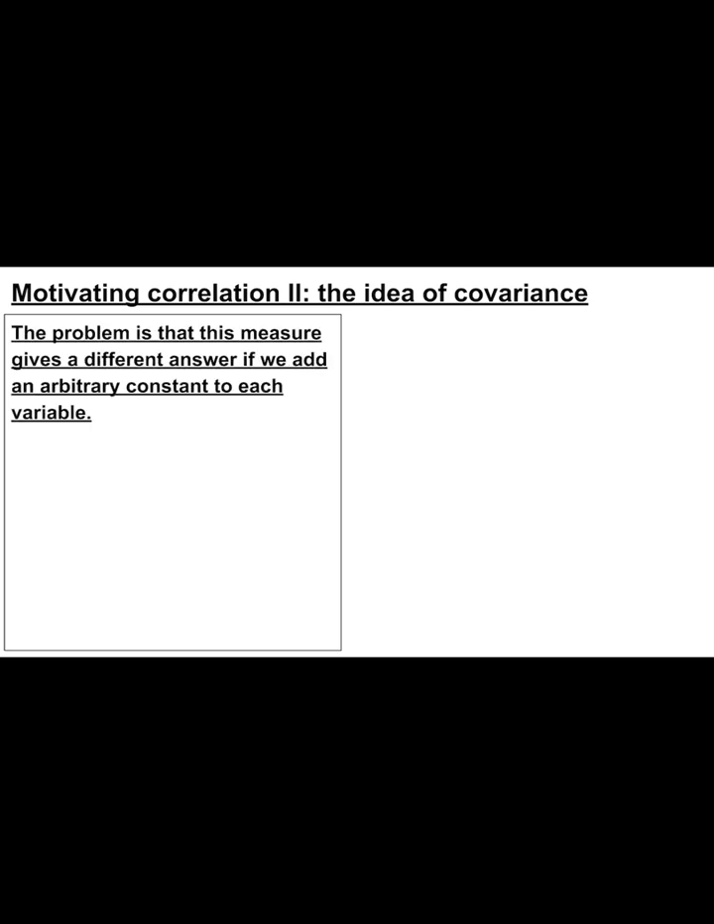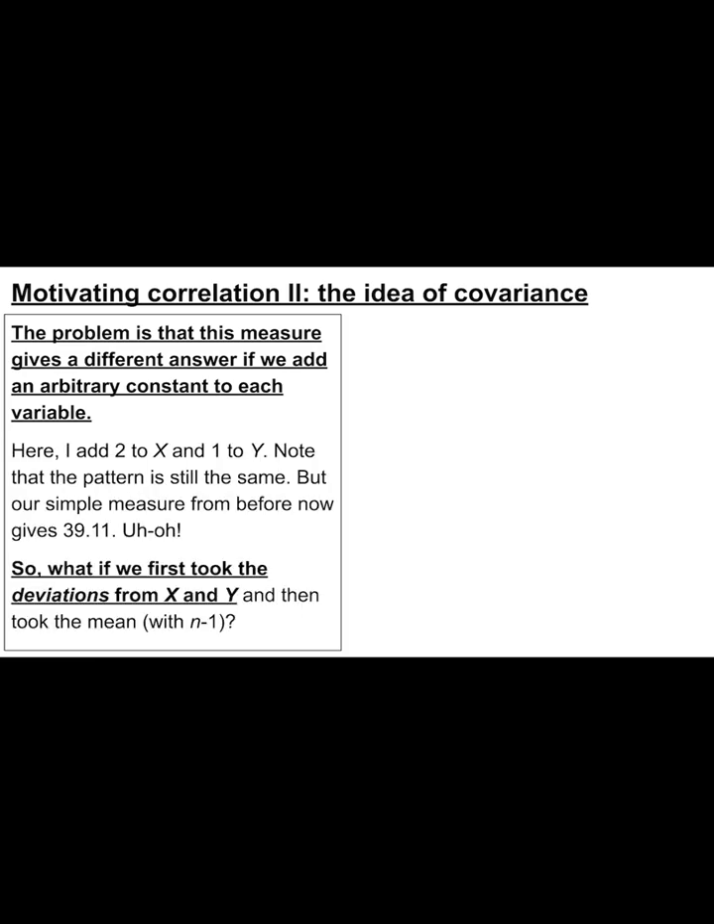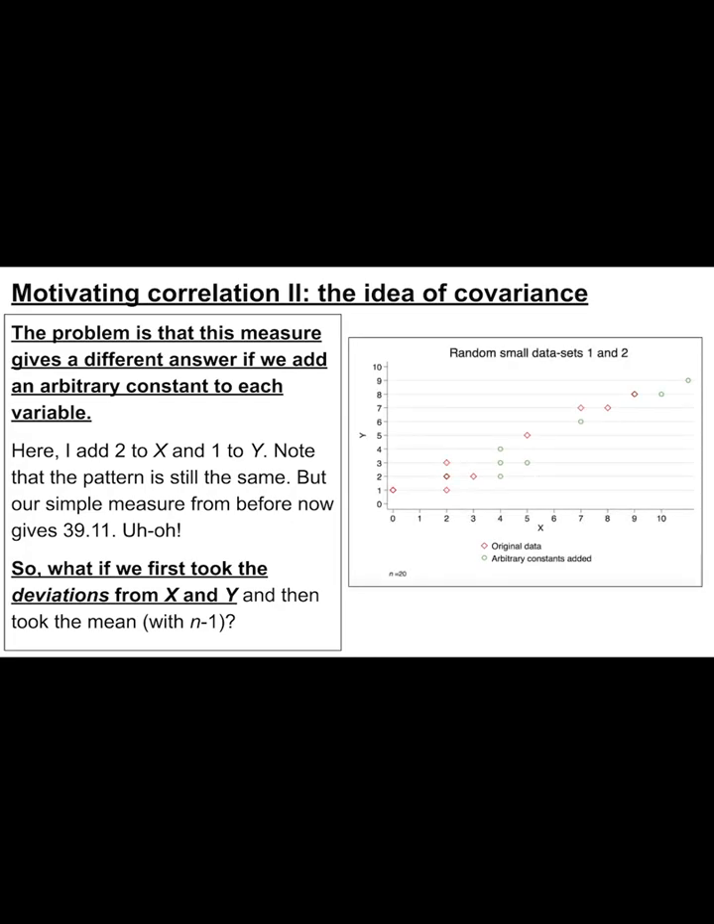So this measure will give us a different answer if we add an arbitrary constant to each variable. And here I show that on this figure. If we look at this here, we see we've got these green dots and these red dots. Now the problem here is that the green dot represents adding an arbitrary constant to our x value. And you can probably work out the pattern here. We just add the value 2, and then we also add the value 1 to y.